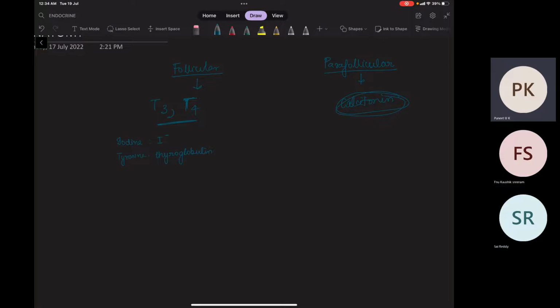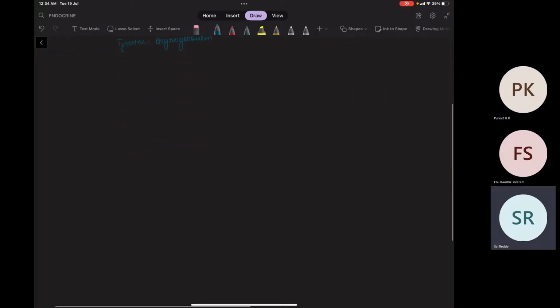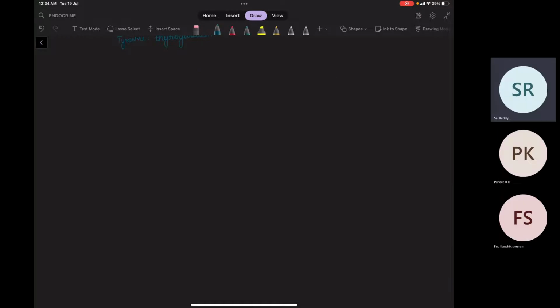Okay, start from the first step of synthesis. Since iodine in the dietary form is present as iodide, first this iodide has to undergo oxidation to be converted to I2. This I minus is present in the plasma, and it has to enter the follicular cell. It's transferred to the follicular cell through the sodium iodide symport, NIS.